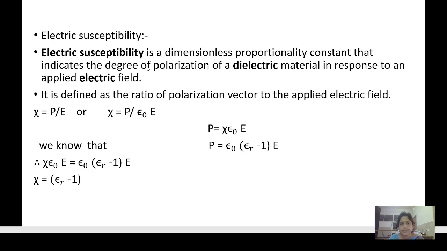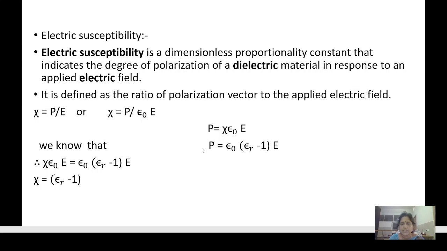Next, electrical susceptibility. Electrical susceptibility indicates the degree of polarization of dielectric material in response to an applied electric field. So chi is equal to P by epsilon naught E, and P is equal to chi epsilon naught E.